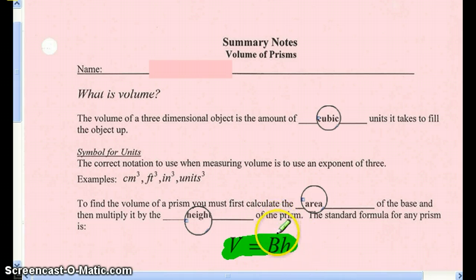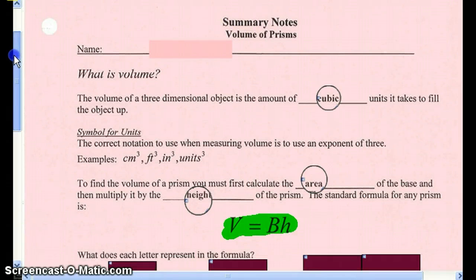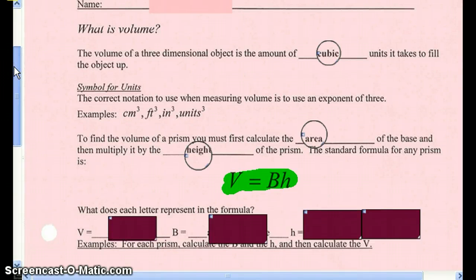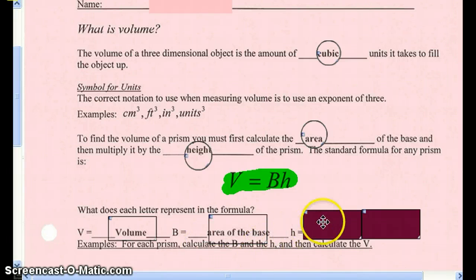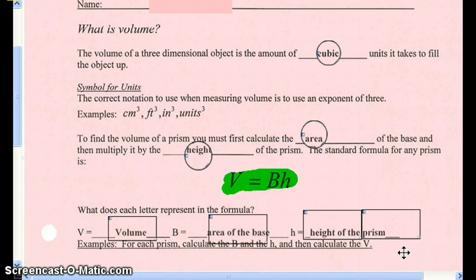That formula for volume is the area of the base times the height. Make sure to remember that the capital B stands for the area of the base, not just the length of the base. And that area could be of any shape. So it says, what does the letter represent in each formula? V stands for volume, B stands for area of the base, and H stands for the height of the prism. So this formula will work for any prism, including rectangular prisms, triangular prisms, etc.